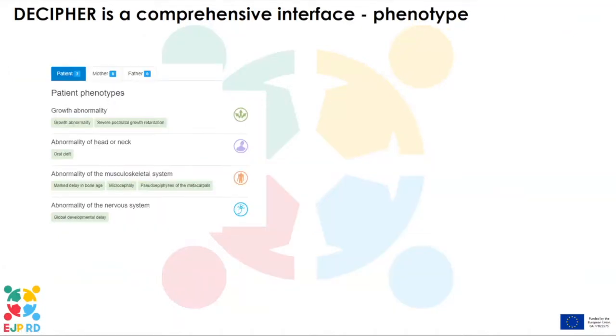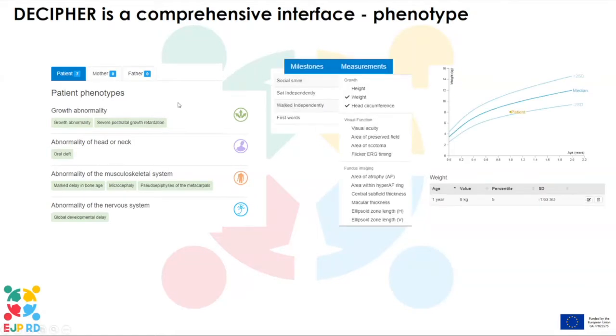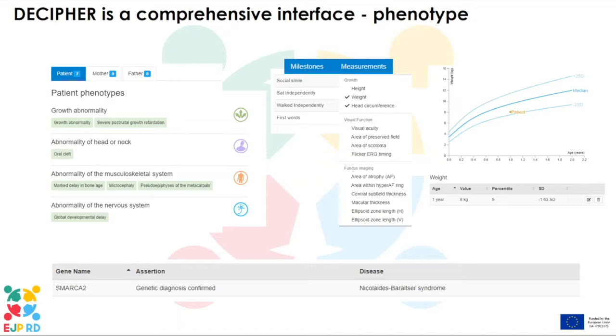Decipher is also a comprehensive interface in terms of phenotype. Most of the information is put in via HPO terms, but we also support some quantitative data. We currently support milestone information and measurements, so growth measurements and visual measurements. We're very happy to work with other communities if they want to share this data. We don't share the quantitative data on an individual patient basis. We aggregate it across genes, and I'll show you slightly later in the presentation how we aggregate this data. It's also possible within Decipher to add a disease. So if you have a diagnosis for your patient, you can say which diagnosis that is.